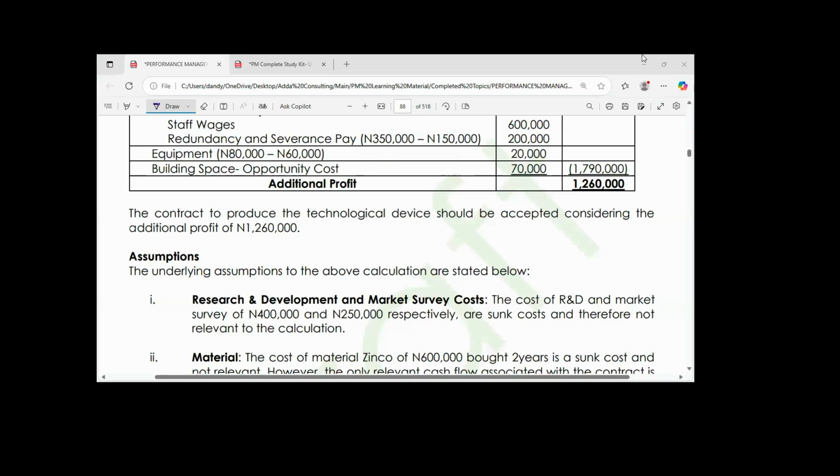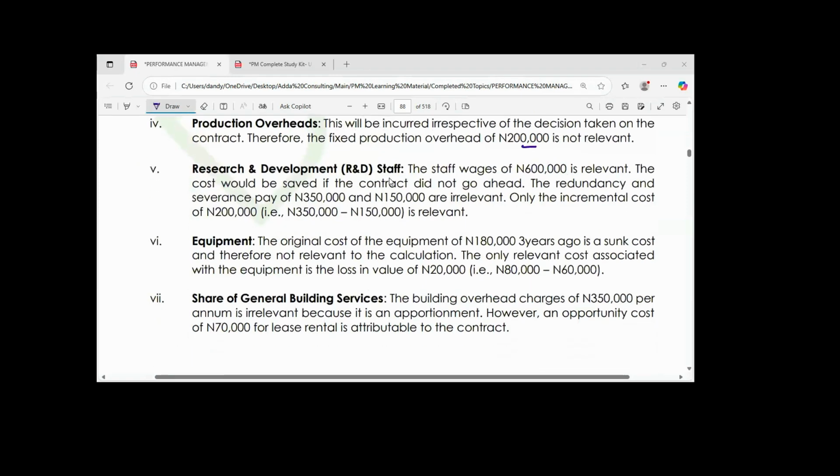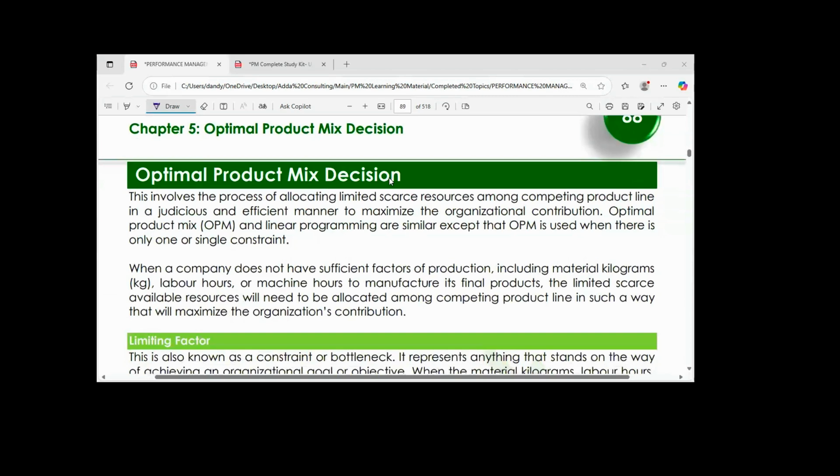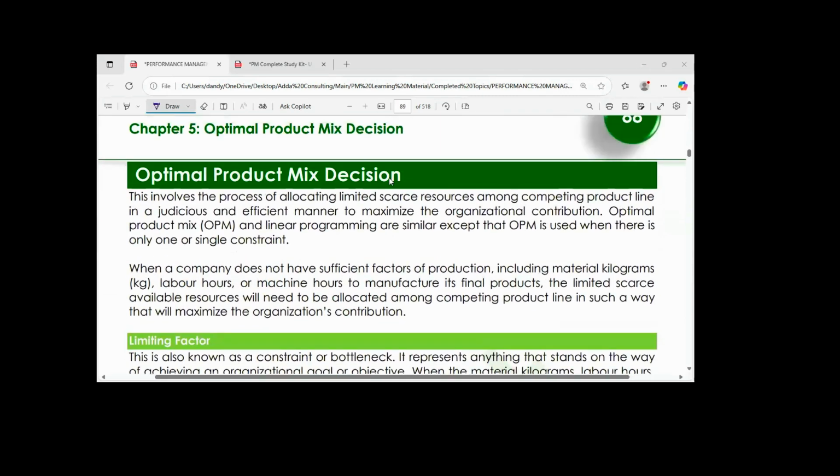So that's it for today. Let me know if you have any question for me before we conclude today's class. Any questions so far? In the absence of additional questions, this is where we are going to call it a day. In our next class, we are going to be having a brand new topic, which is optimal product mix. So I want to encourage you, go to your material and read about optimal product mix in detail.